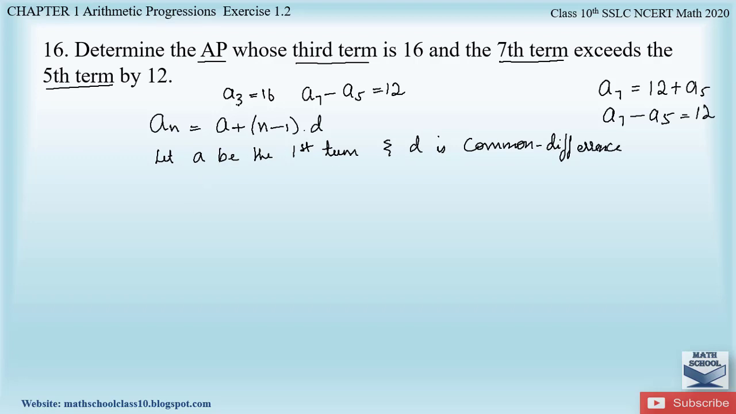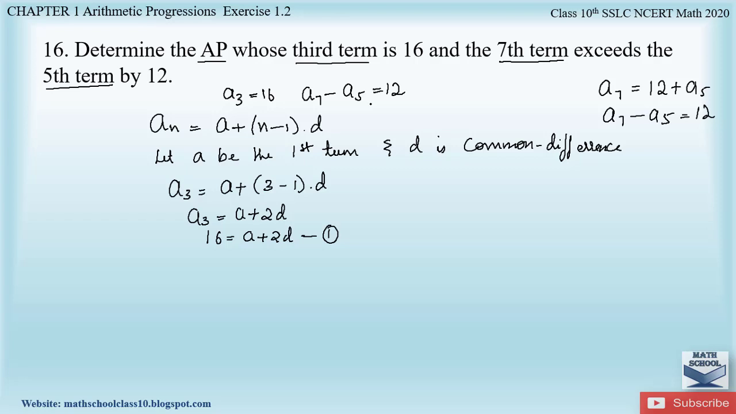Now what is A3? A3 here means the n value is equal to 3. So we will substitute this in the formula. A3 is equal to a plus 3 minus 1 into d, or we get A3 is equal to a plus 2d. Here the A3 value is already given, that is 16, so we can write 16 is equal to a plus 2d. Let this be the first equation.